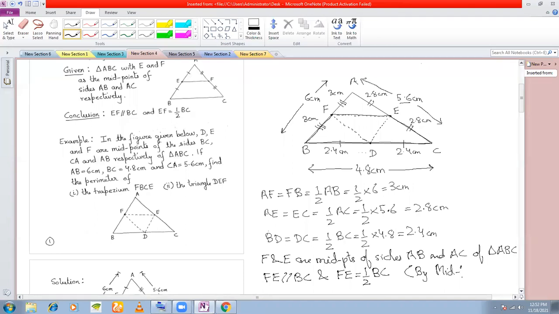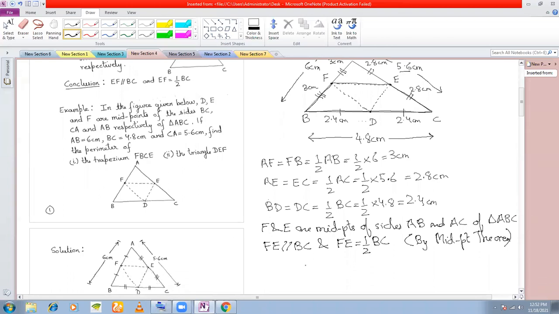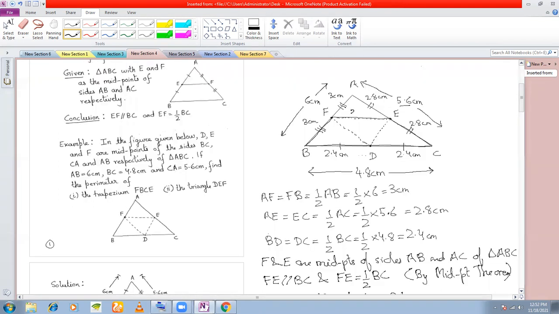Can we conclude this? We can, right? So therefore, what is the length of FE here? FE is half. BC is how much? 4.8. So this is 2.4 centimeters. So we have got the length of FE also. This much is how much? 2.4 centimeters. Is this clear up till this part?